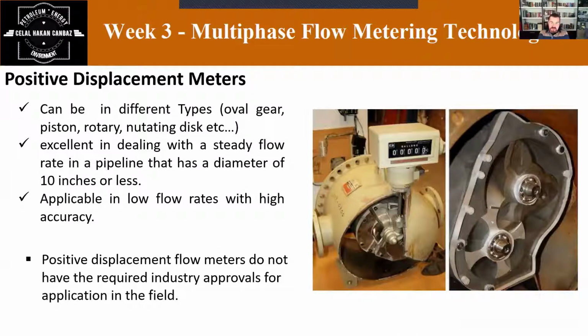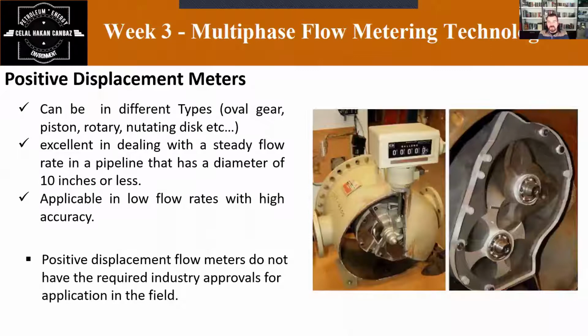Another thing is that it is excellent in dealing with a steady flow rate in a pipeline that has a diameter of 10 inches or less. Above 10 inches, it creates problems and increases the uncertainty in your data. But below 10 inches, if you have a steady flow, you can get good results. It is applicable in low flow rates with high accuracy. Especially, we were using this one for low flow rates. With low flow rates, your accuracy will be higher compared with the higher ones. Okay.